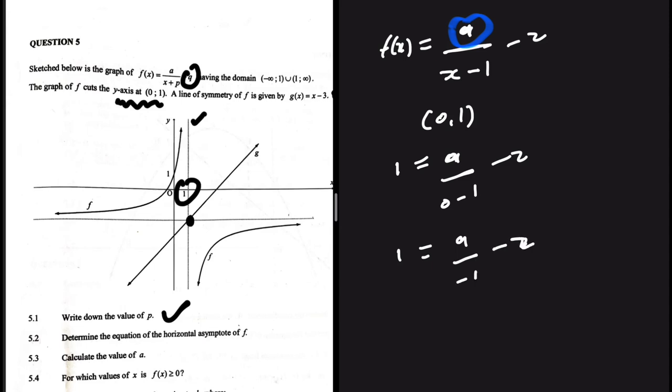We take minus 2 to the left hand side. We get 3 equals a divided by minus 1. So a is equal to minus 3. I think we can just end it there. A is equal to minus 3.